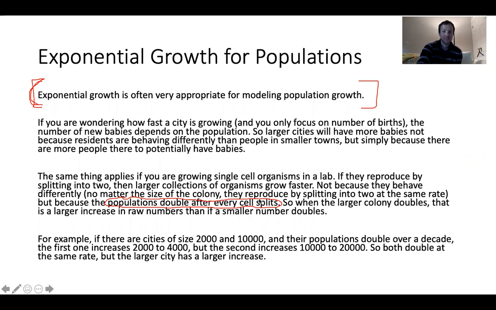But if you have a larger colony, after everyone's done splitting, you'll have double that colony, which is just, as far as raw numbers, a bigger increase than if you double a smaller number. So numerically, this is saying that if you have cities of these two different sizes, 2,000 and 10,000, or we can recycle these numbers for this other example too.